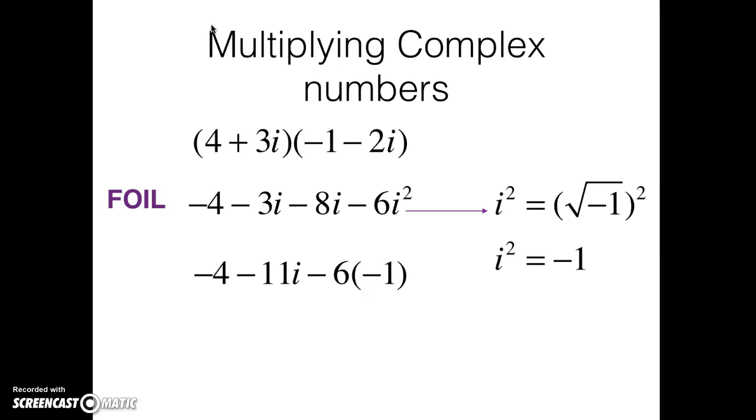So after I substitute negative 1 in for i squared, I can combine any like terms I have. The negative 11i comes from negative 3i minus 8i. And negative 6 times negative 1 is 6, minus 4 is 2. So my final answer is 2 minus 11i.